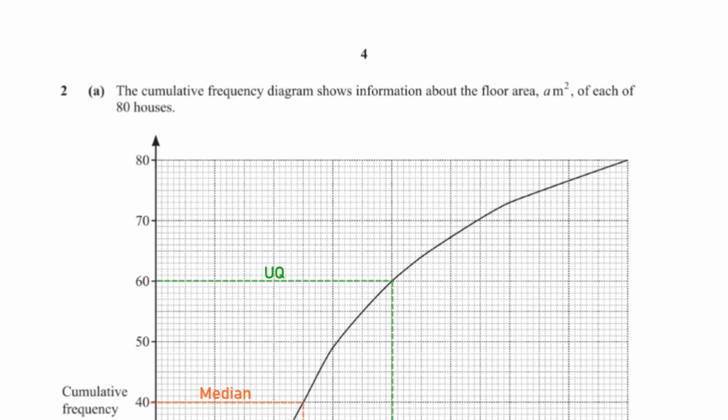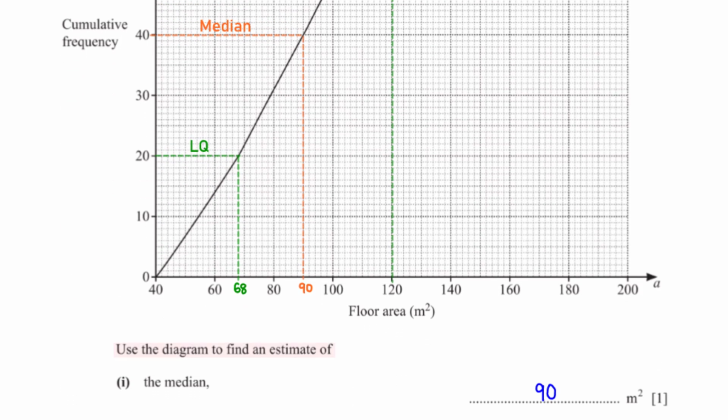The cumulative frequency diagram shows information about the floor area, A meters squared, of each of 80 houses. Use the diagram to find an estimate of the median. To get the median, we map half of 80, which is 40, on the diagram. This gives us 90 meters squared.